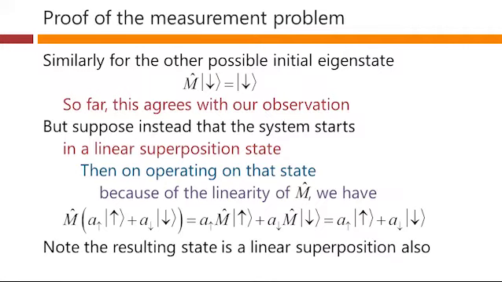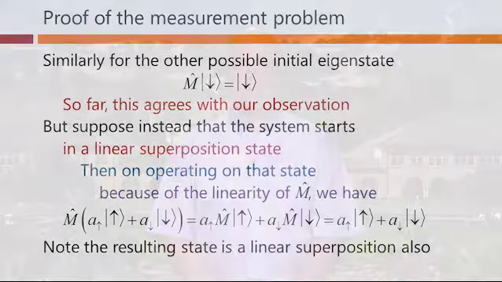Note that this resulting state then is a linear superposition also. The measurement operation has not been able to collapse the resulting state into an eigenstate, in disagreement with our understanding of measurement. Therefore, there's no way of describing measurement using the quantum mechanics we've constructed.